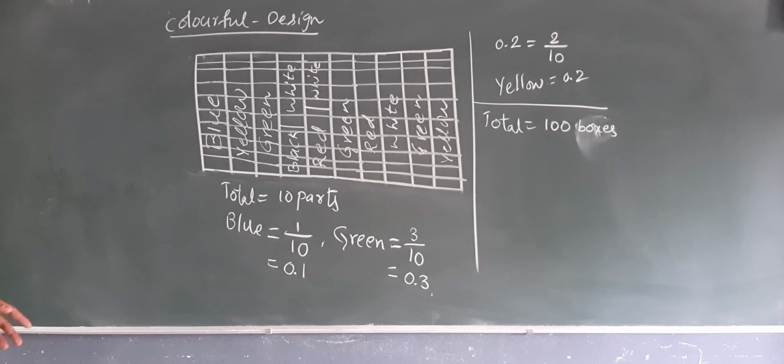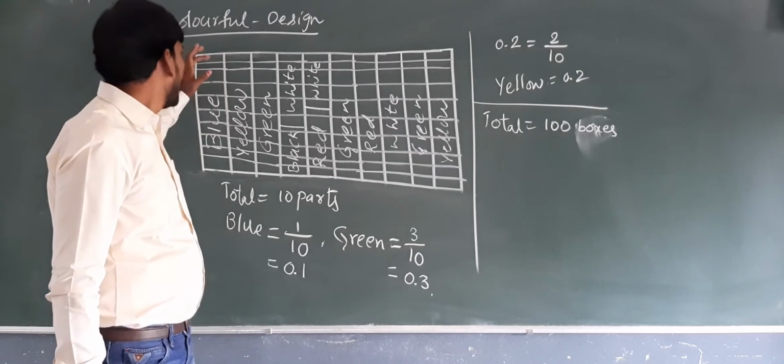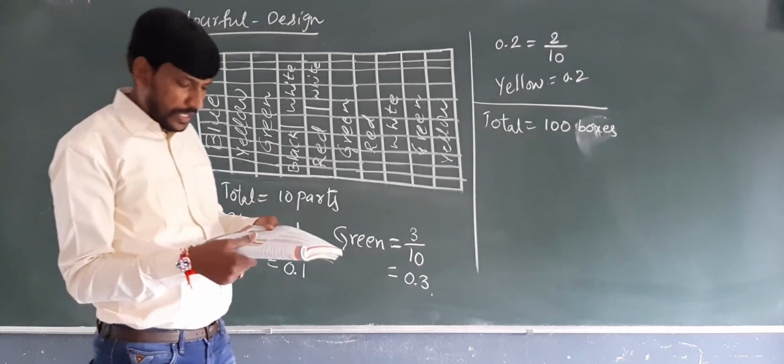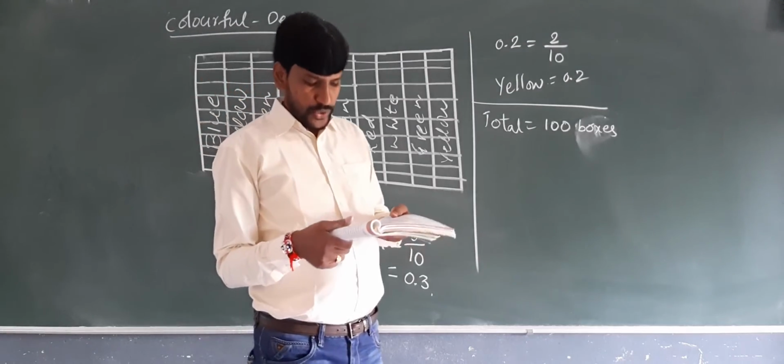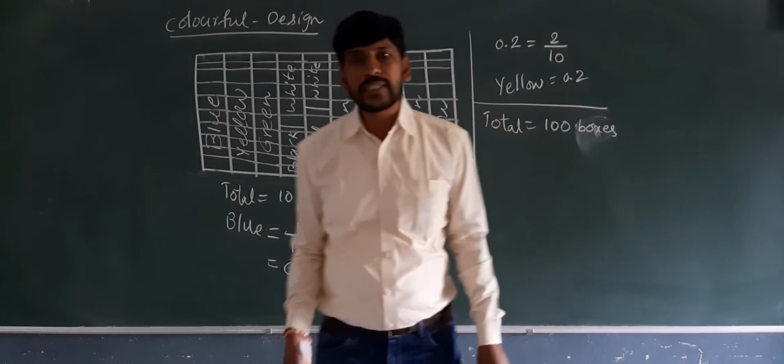Now, children, each box is 1 by 100 part. Each box is equal to how many parts here? 1 by 100 part of the sheet. How many blue boxes are there here?